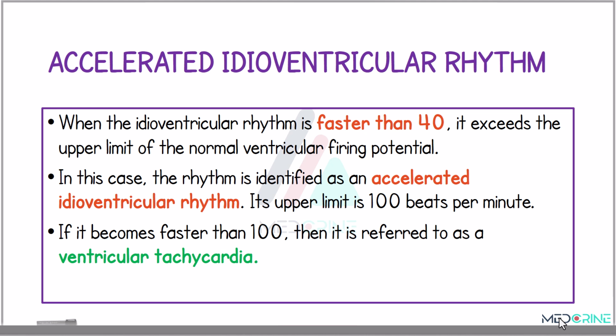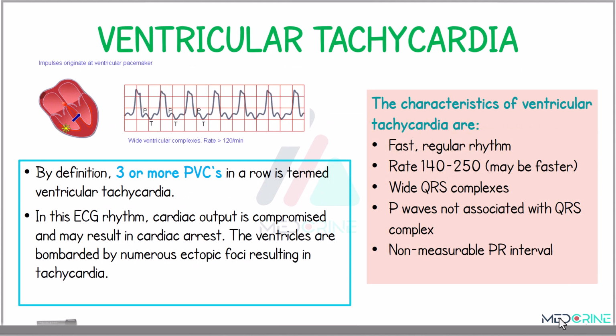However, for this condition, the upper limit is 100 beats per minute. If it becomes faster than 100 beats per minute, then it's referred to as ventricular tachycardia. So let's proceed to ventricular tachycardia. By definition, ventricular tachycardia is the presence of 3 or more premature ventricular contractions in a row.